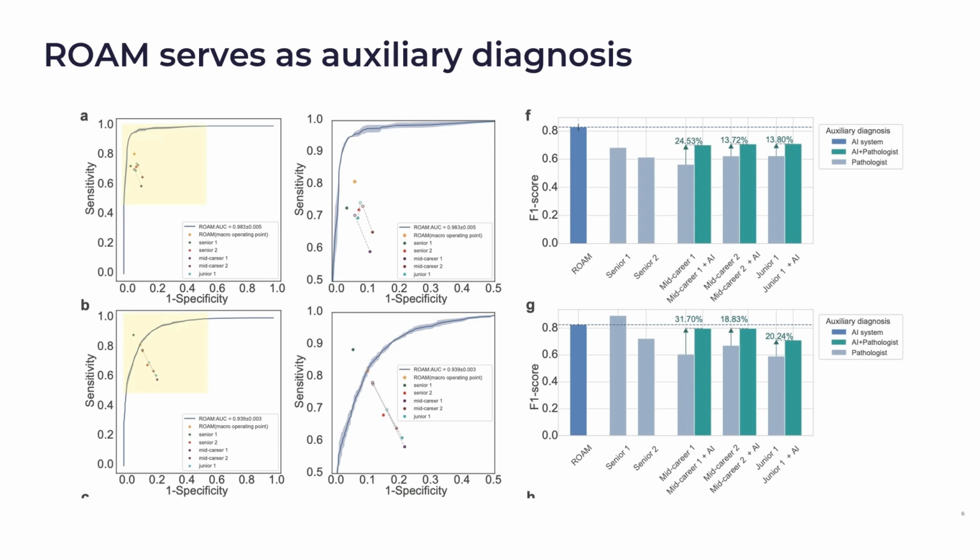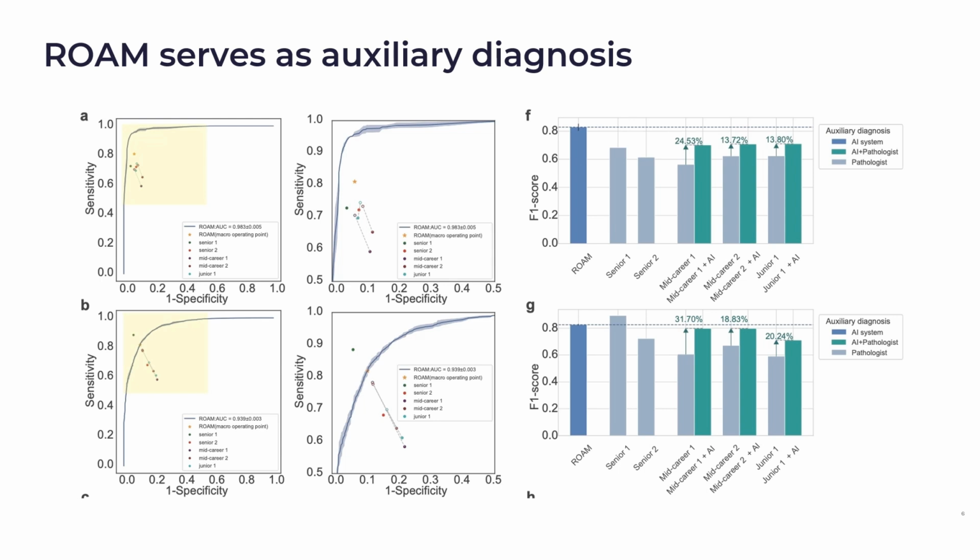This slide highlights how ROM serves as an auxiliary diagnostic tool, showcasing its potential to support pathologists in clinical practice. First, we directly compared ROM's diagnostic performance to that of 5 practicing pathologists with varying levels of experience, 1 junior, 2 mid-career, and 2 senior, and show the results on the left. As you can see, ROM consistently outperforms 4 out of 5 pathologists in glioma detection and subtyping tasks, and is comparable to the best senior pathologist.